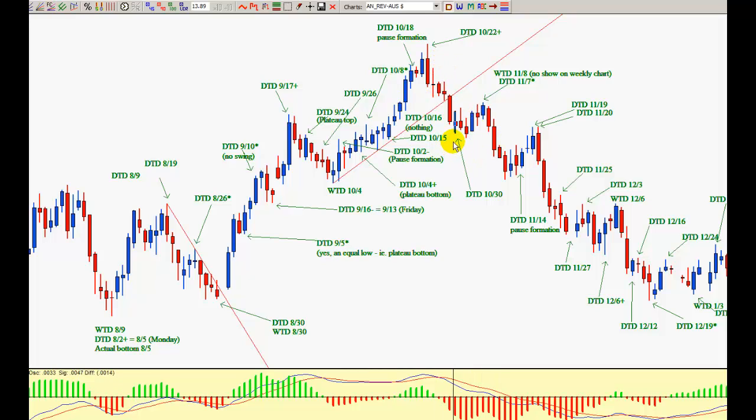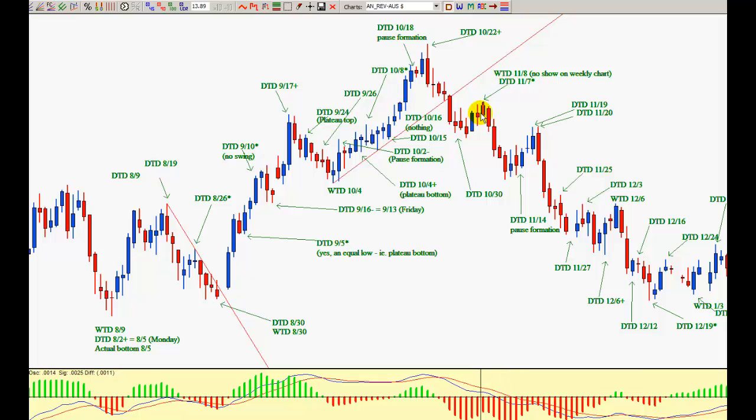Okay, prices came back down. Now it came down straight from here. There were no F dates until we came to here, which made the swing bottom 10/30. Okay, and then prices moved up. This was 11/7.